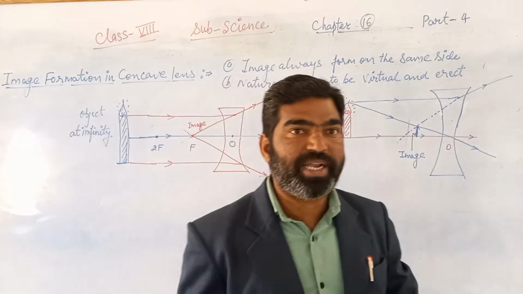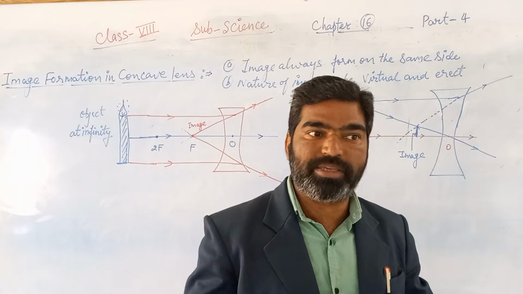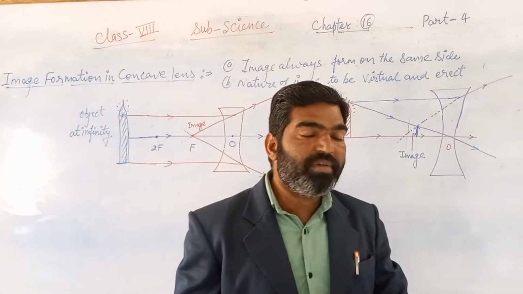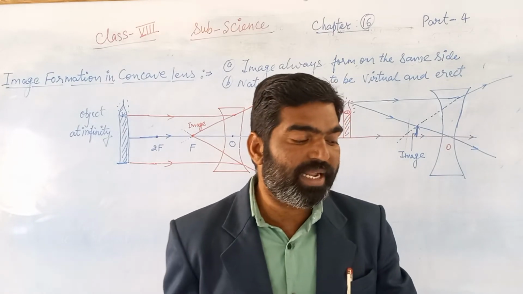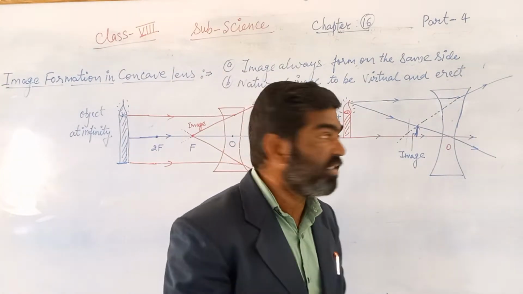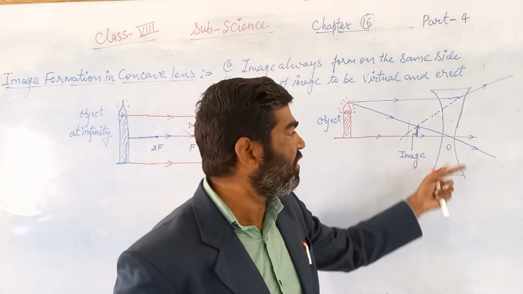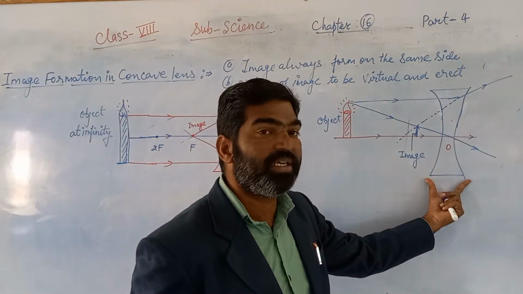So as I told you, yesterday in class we also discussed some basic properties of the concave lens. A concave lens is thin at the center and becomes wider or thicker at the edges. Just like this is the concave lens.